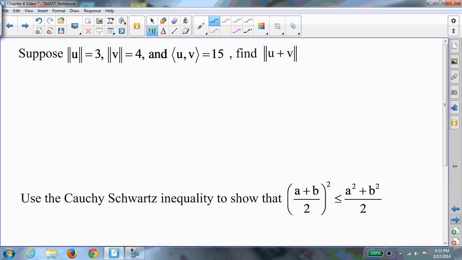Now let's look at just using properties to answer some certain questions. So I know the magnitude of u equals 3, the magnitude of v is 4, and I know the Euclidean inner product between u and v equals 15. And I need to find the magnitude of u plus v.